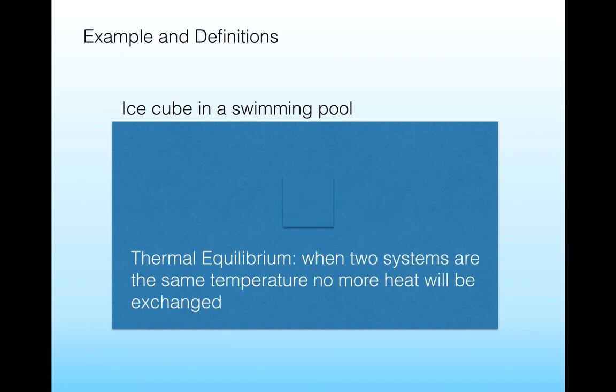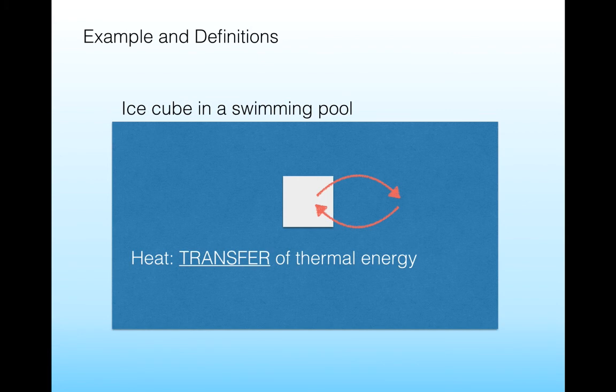And finally, when the two systems are at the same temperature, they're in thermal equilibrium. And this is one of the concepts that we're going to keep bringing up, because we need to be able to change the system and have it come to a thermal equilibrium. When something's in thermal equilibrium, not only are they the same temperature, but no more heat will be exchanged between them. And in all of these cases we've been talking about this idea of heat.